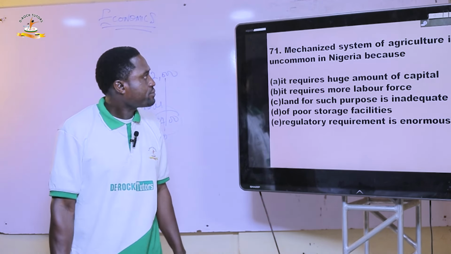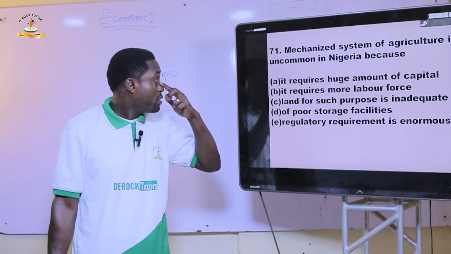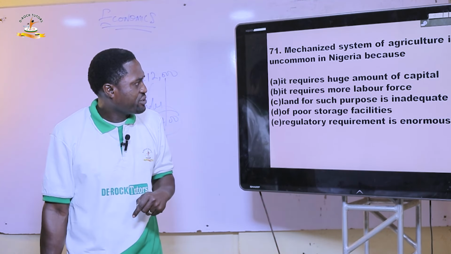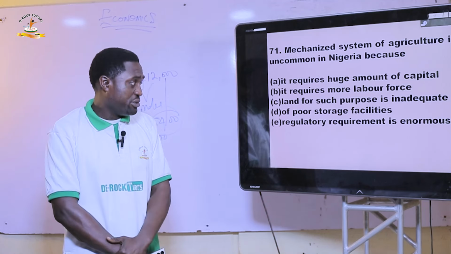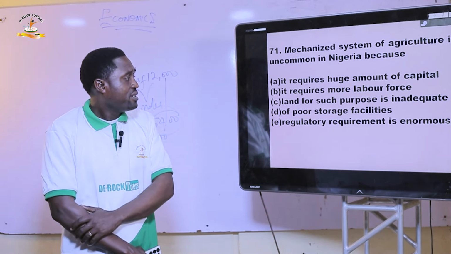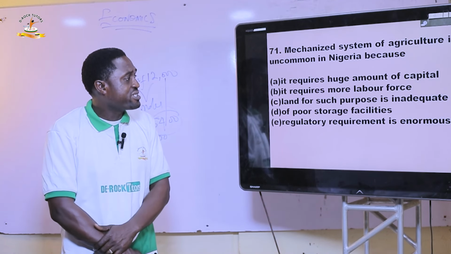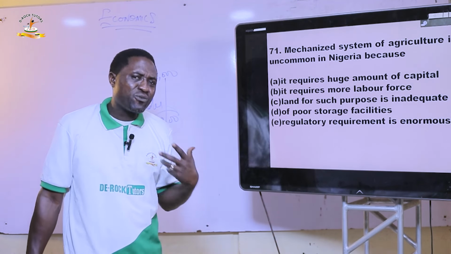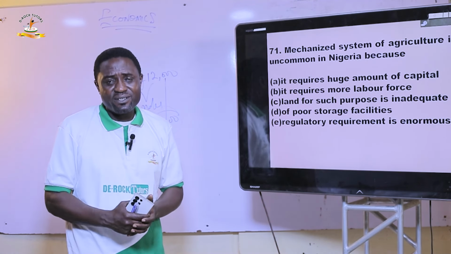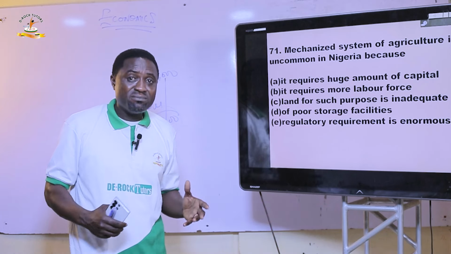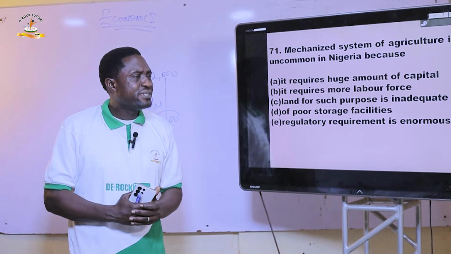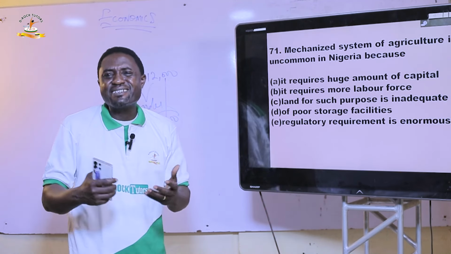The next question. Mechanized system of agriculture is uncommon in Nigeria because why? It requires huge amount of capital, yes. It requires more labor force. Land for some purpose is inadequate. Poor storage facilities, regulatory requirements is enormous. It requires huge amount of capital, honestly. Mechanized system of agriculture is expensive. If everybody has the capacity to buy tractors, to buy plows and the likes, they will be able to do more, to produce more. But where is the capital?